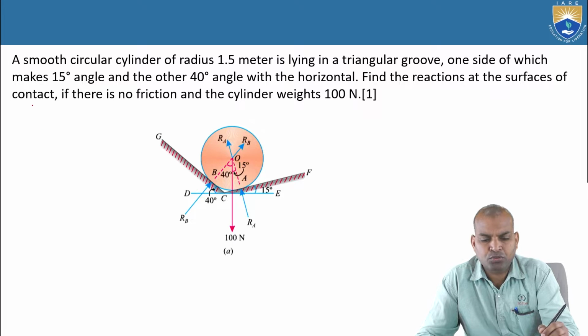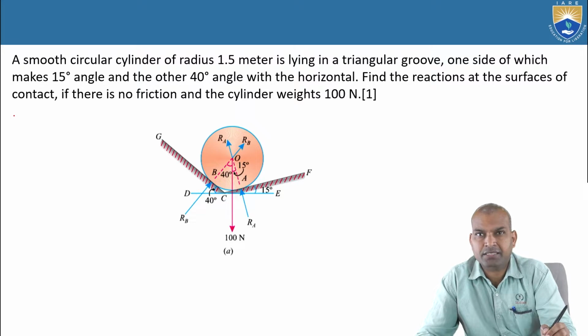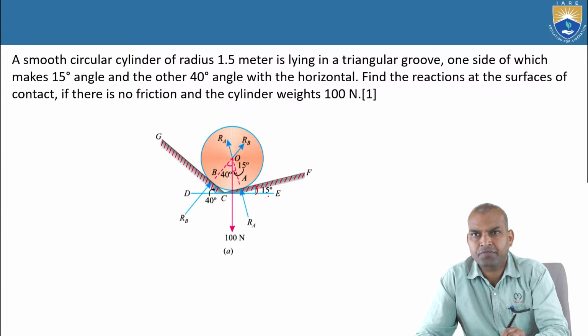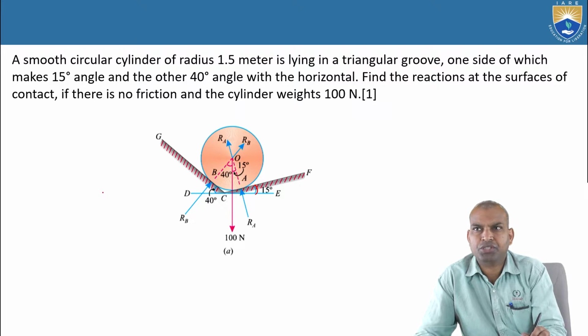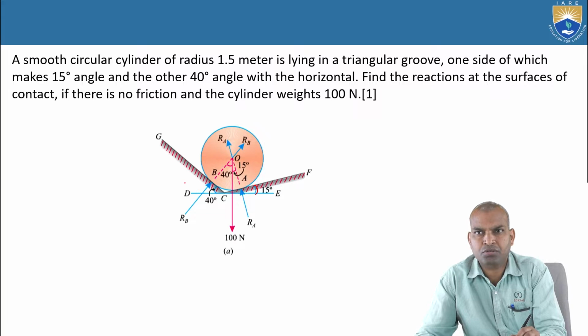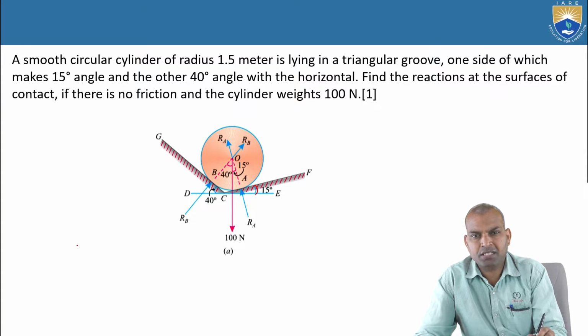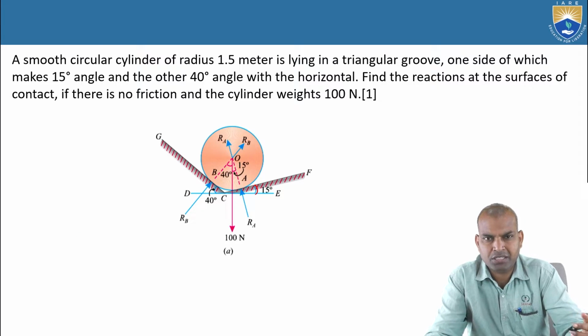The problem is that a smooth circular cylinder of radius 1.5 meter is lying in a triangular groove, one side of which makes 15 degrees, this is the 15-degree angle, and the other side makes 40 degrees with the horizontal, that is DE. Find the reactions at the surfaces of contact if the coefficient of friction is 0 and the cylinder weight is 100 newtons.